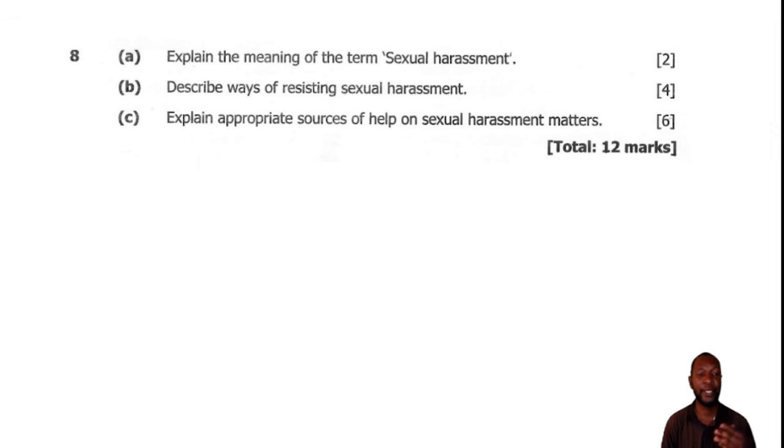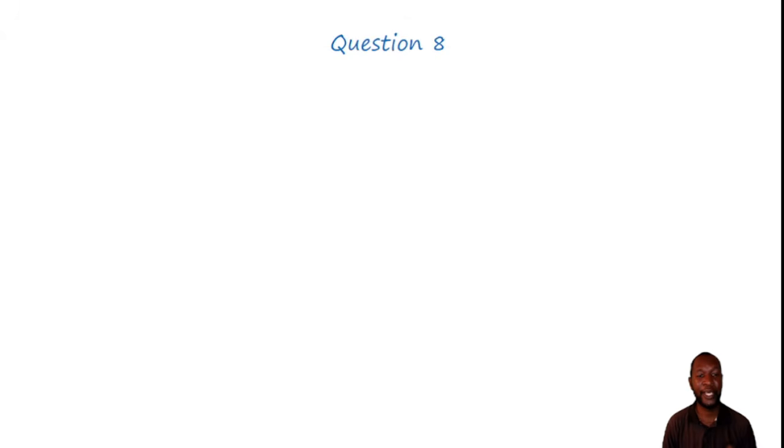Question 8. A. Explain the meaning of the term sexual harassment, 2 marks. B. Describe ways of reducing sexual harassment, 4 marks. C. Explain the appropriate sources of help on sexual harassment matters. Total 12 marks. Question 8. A.